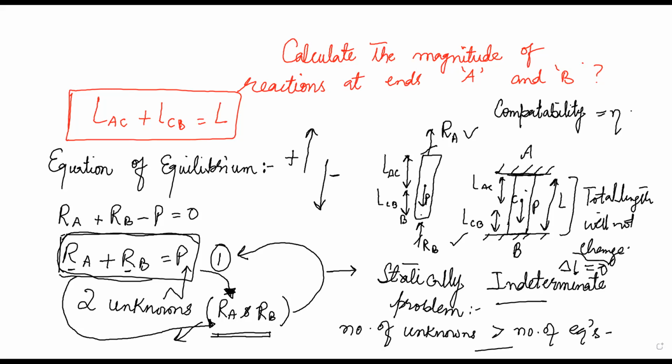So this change in length equal to 0 gives us an insight into solving this problem. I can rewrite the entire problem as two equations. I have the reaction at end A, which I have written as Ra, so Ra plus Rb is equal to P. That's my equation number 1.